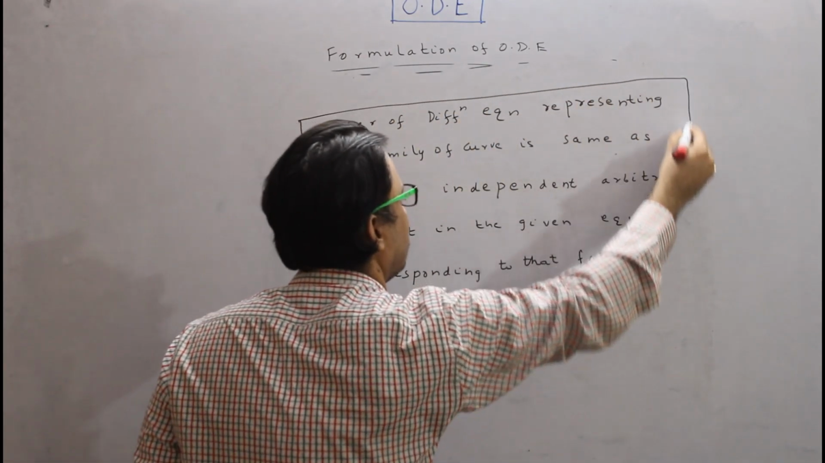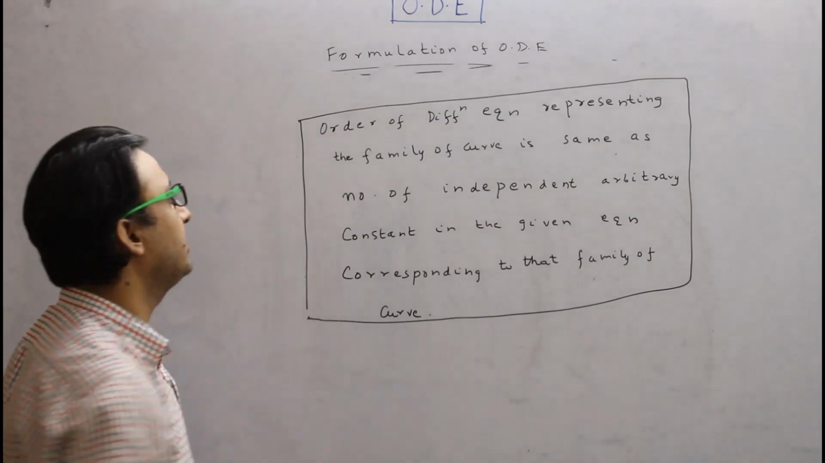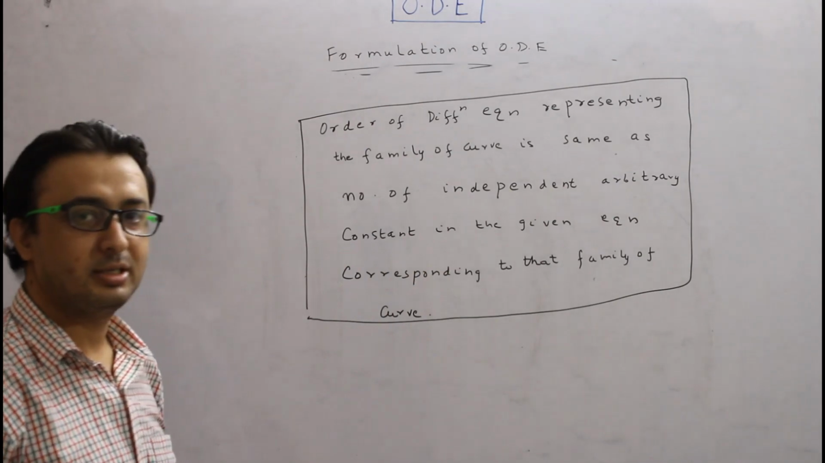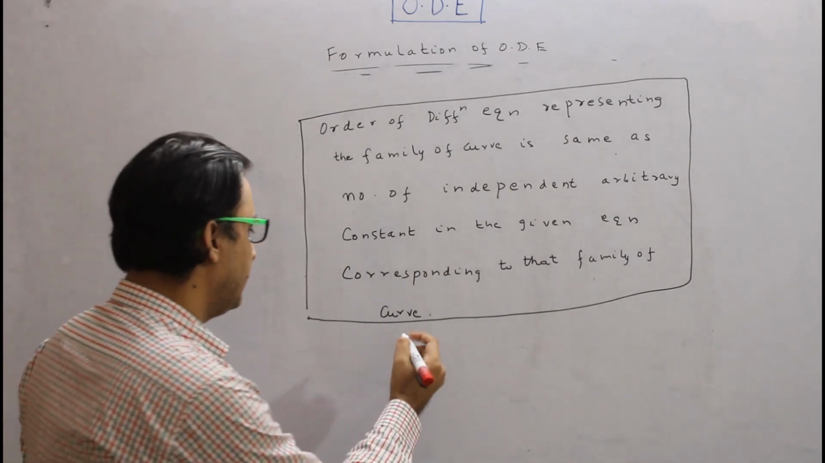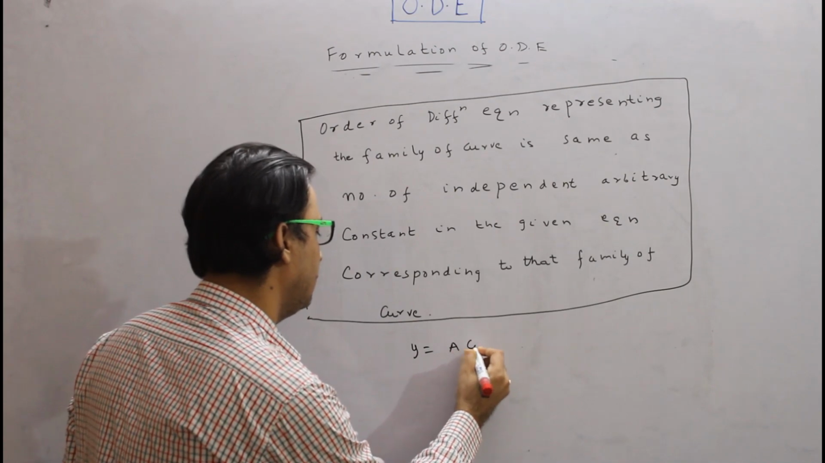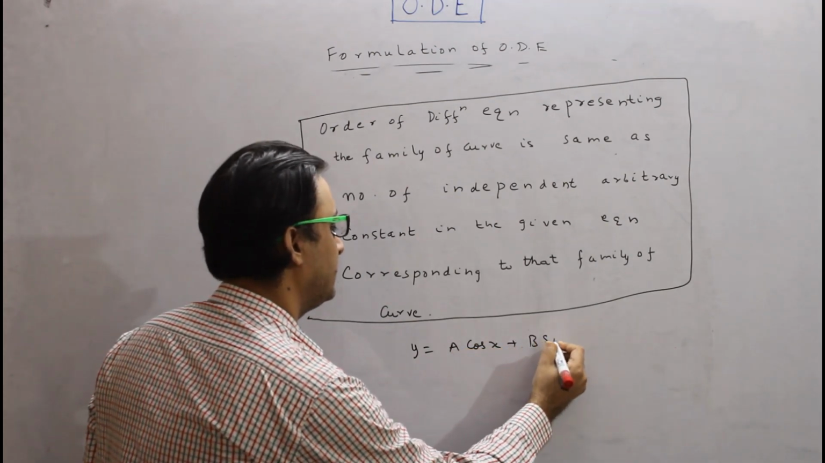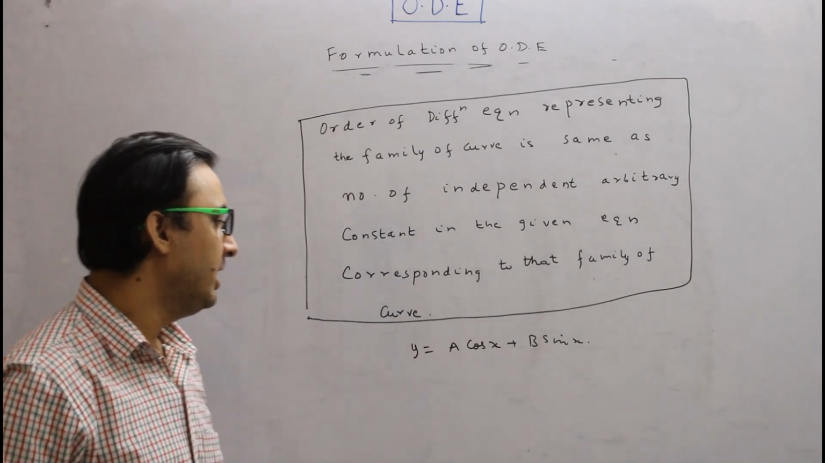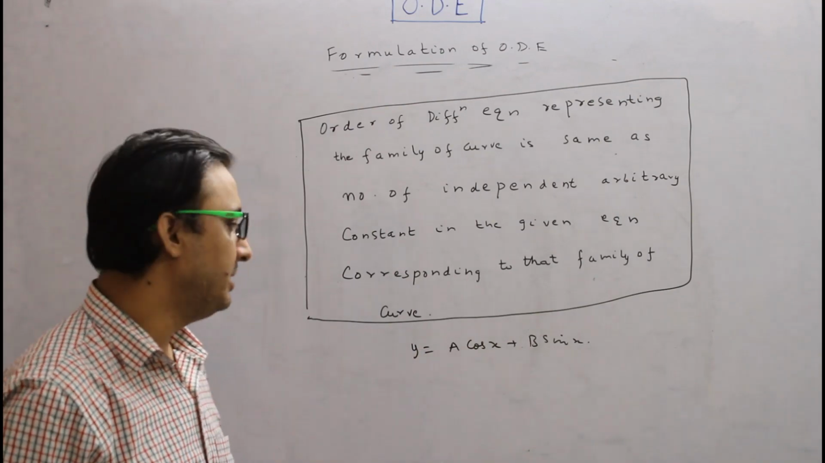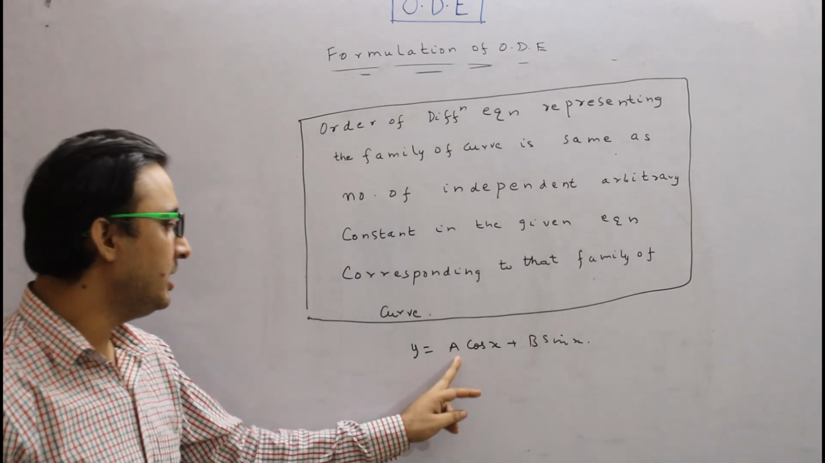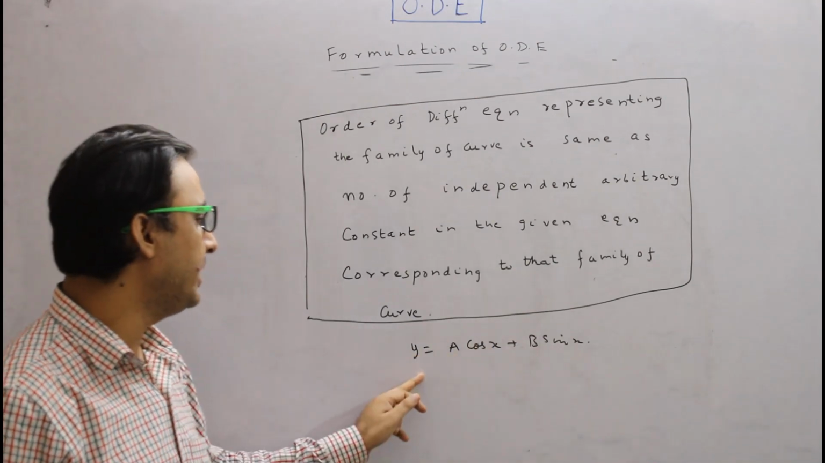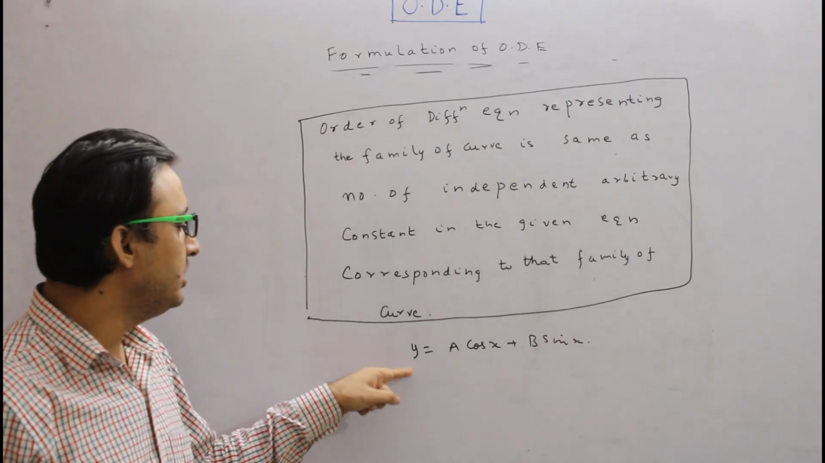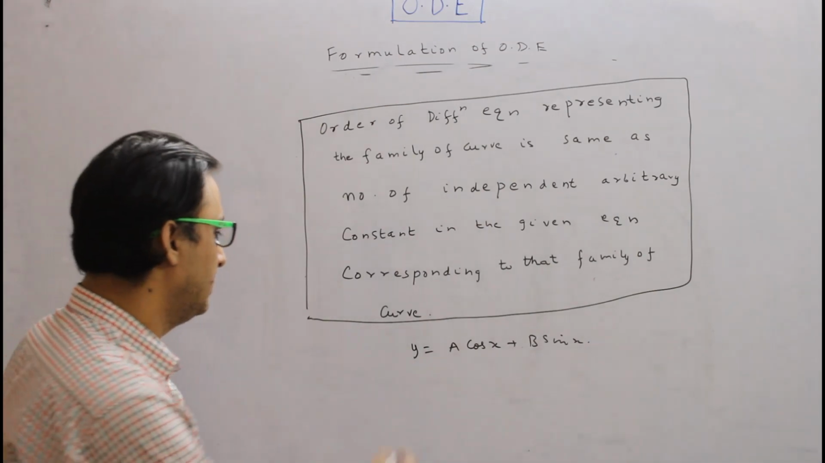First of all, we must understand what I am trying to say. All I am saying is that the order will be equal to the number of independent arbitrary constants. Let's suppose I say that y is equal to a cos x plus b sin x is the solution of a differential equation, and we are having a and b as arbitrary constants. So here we can readily see that there are two arbitrary constants. So we can conclude very easily that the order of the differential equation that will be formulated by this will be 2. We will check it out.